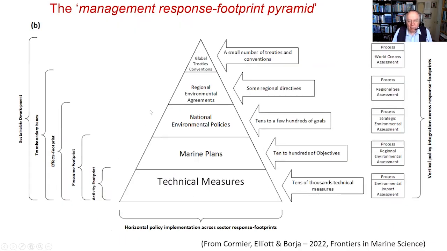And then the corollary of that is the fact that we've got thousands and thousands of technical measures for every activity that we've got. So anyone who wants to carry out an activity in the rivers, the estuaries, the coasts and the seas needs to get permission to do it. That's why we've got thousands of these, going through marine plans, national policies, and up to global treaties.